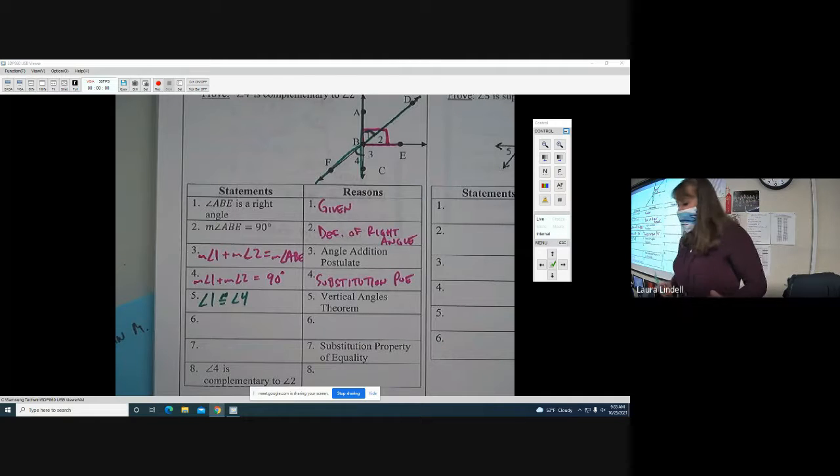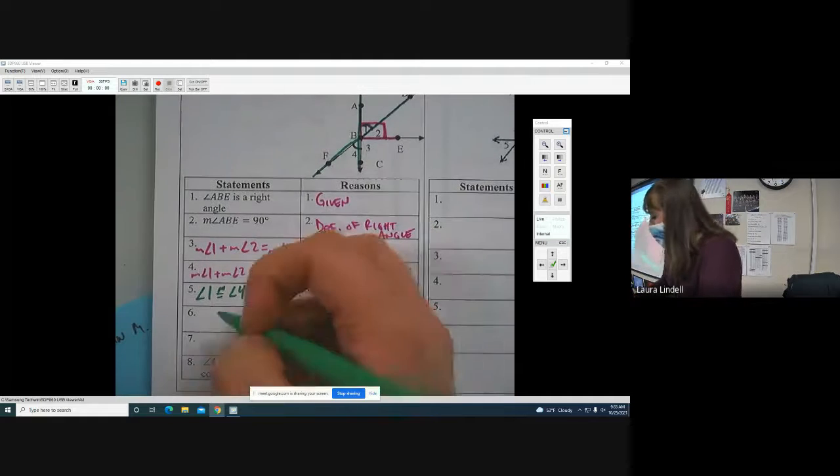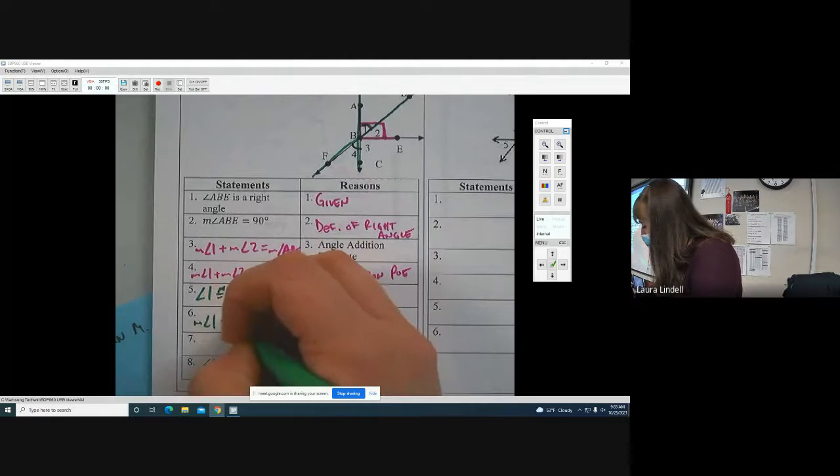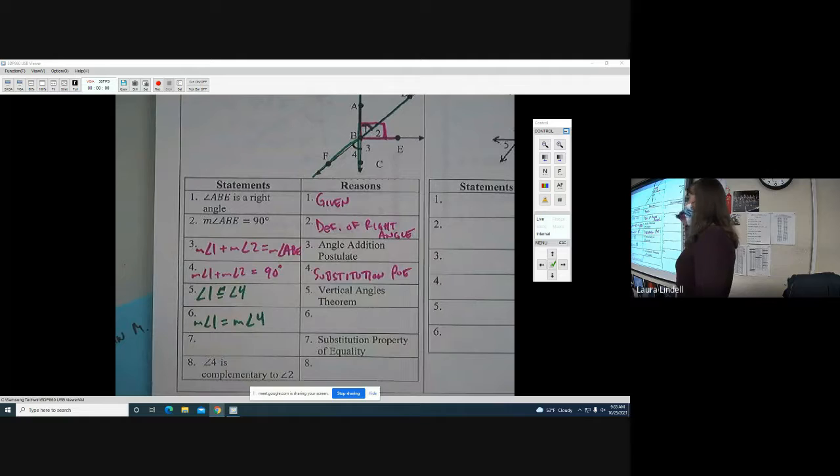But then we do need angle 1 to equal angle 4 for step 6 because we need to be able to plug it into equations and things like that. So now we need measure of angle 1 is equal to measure of angle 4. And what is it that tells us we can go from congruent to equal, Shauna? Definition of congruent.